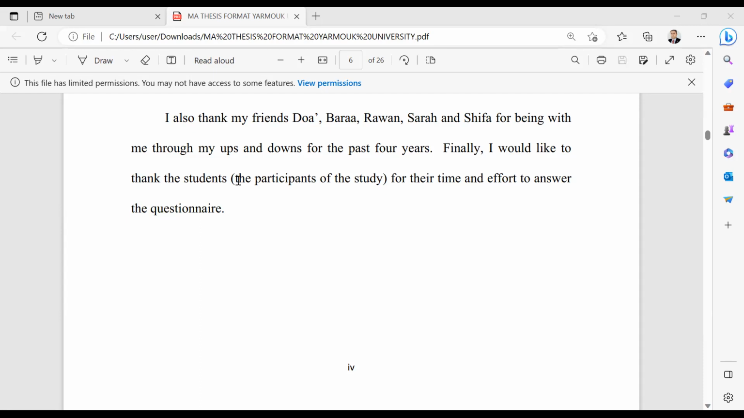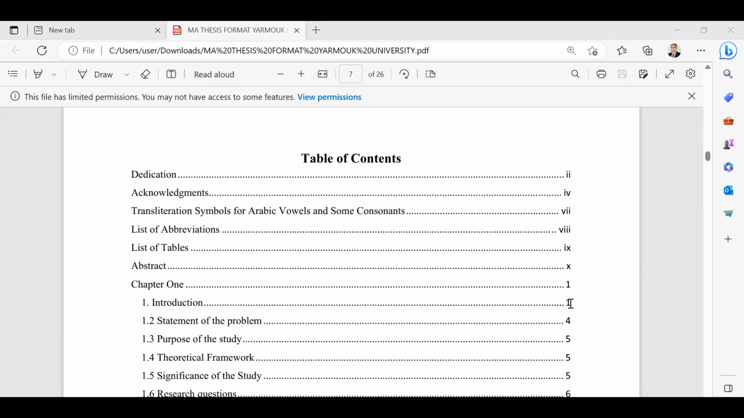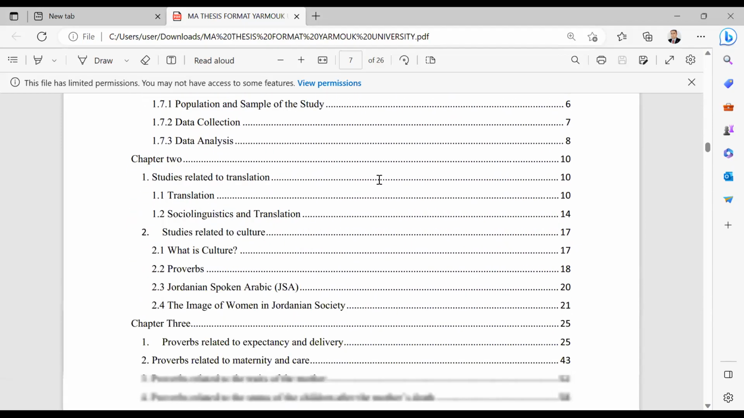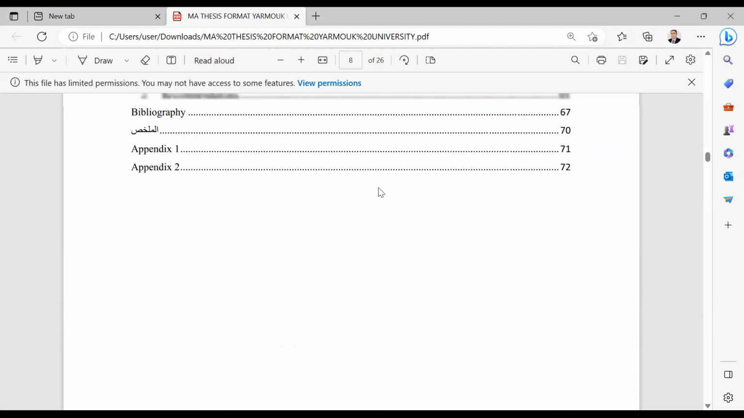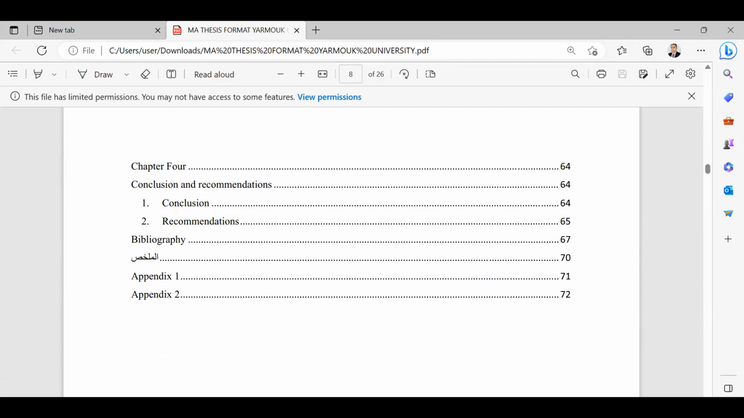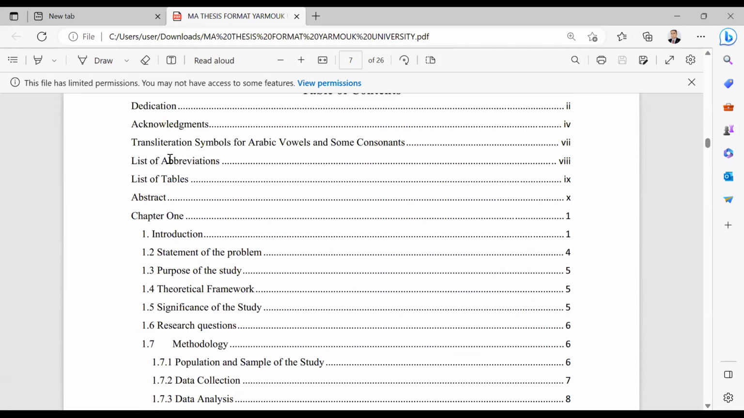Okay, yeah. After that, we have the table of contents. So this format is very important, guys. And last time I talked about the table of contents and how you can do that. It's easy. In the table of contents, at the end we have the bibliography, then the Arabic abstract. It will be at the end, right? Last time I talked about the abstract in English, and we said that it must be in English, it must be here.